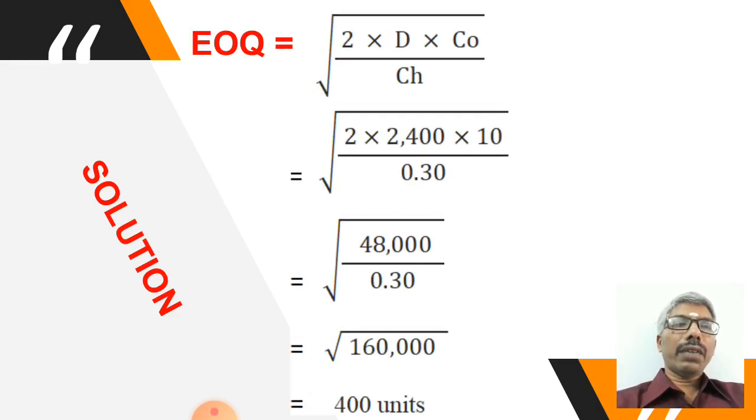The identification of the EOQ is not difficult. By merely applying the formula to the data, we can get the economic order quantity. Here the formula is the square root of 2 into D into CO divided by CH. Applying the data in the formula, we get 400 as the economic ordering quantity. If you order 400 units in this illustration, we can minimize our total cost of ordering and carrying.